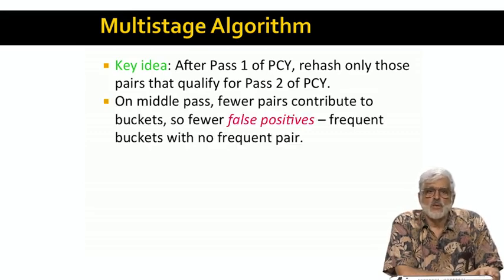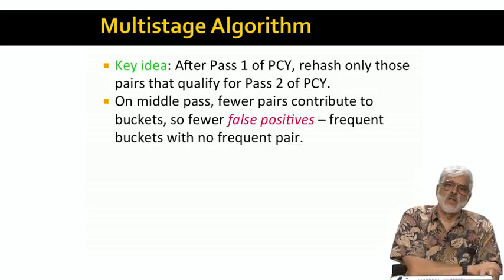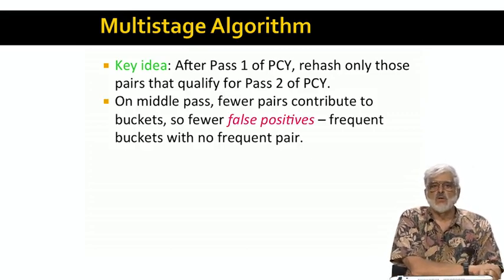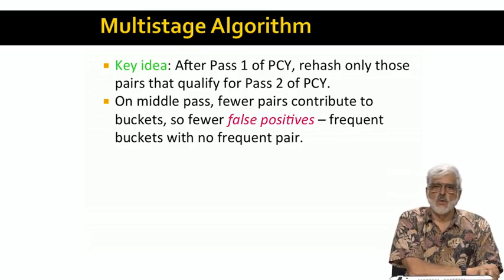And on the second pass, we don't increment the bucket counts for just any pair. Rather, we only increment the count when the pair meets the criteria to be a candidate on the second pass of PCY. That is, it must consist of 2 frequent items, and it must have hashed to a frequent bucket.